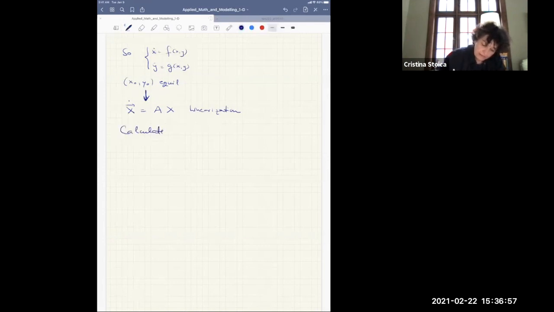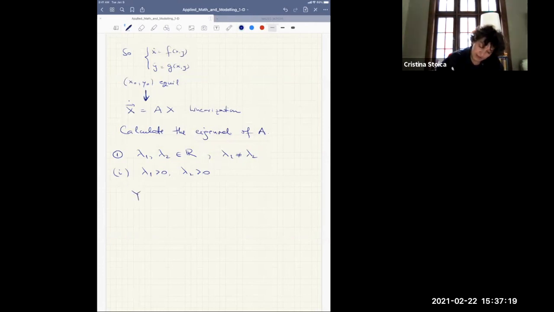Calculate the eigenvalues of A, okay? And there, let's say lambda 1 and lambda 2 are real and they're distinct, okay? And then we have case A, let's say that they're both positive, okay? In this case, the system in Y would be a positive and a positive, 0, 0, right? So let's say UV.